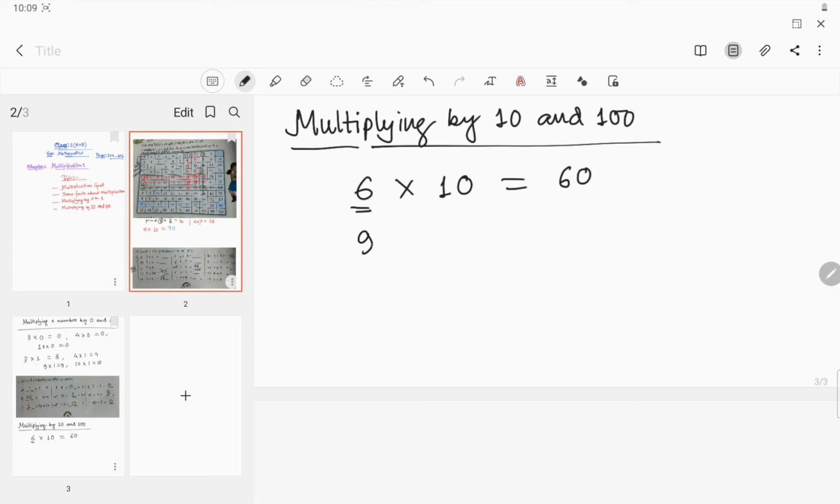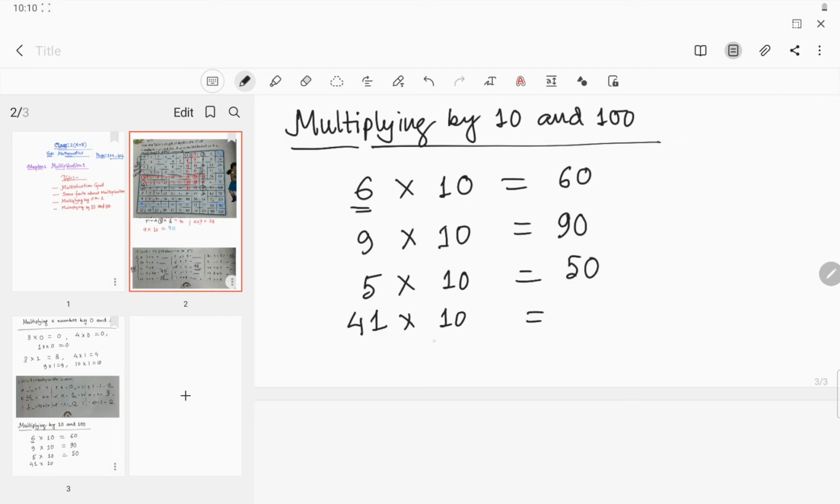When you multiply 9 cross 10, the number is 9 and you are multiplying by 10, that means you have to write 9 and add 0 at the end. How many zeros? 1 zero. So the answer will be 90. Similarly, 5 cross 10. Tell me. Yes, it will be 50. The same logic. Now if I put 41 cross 10, so it is given 41 cross 10.